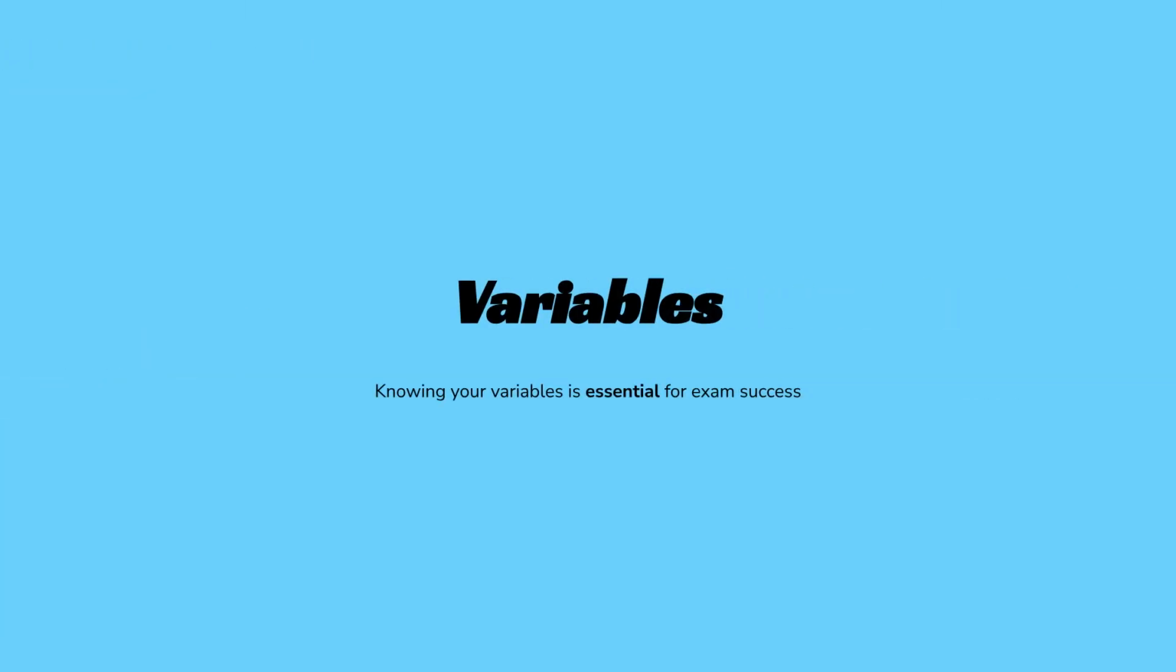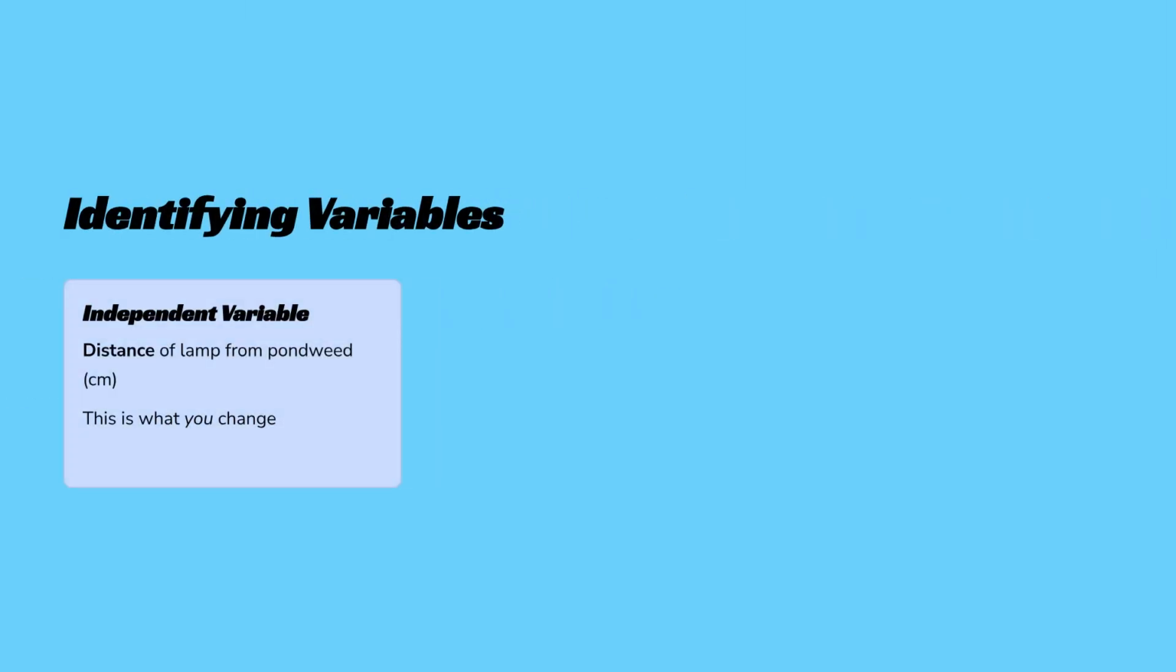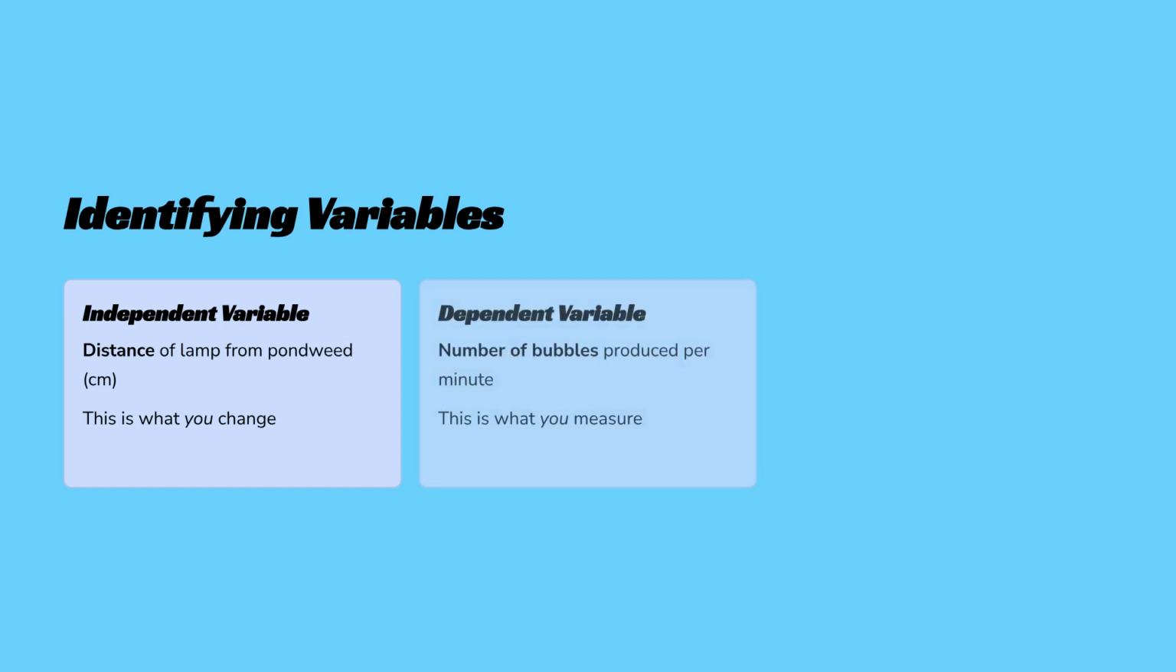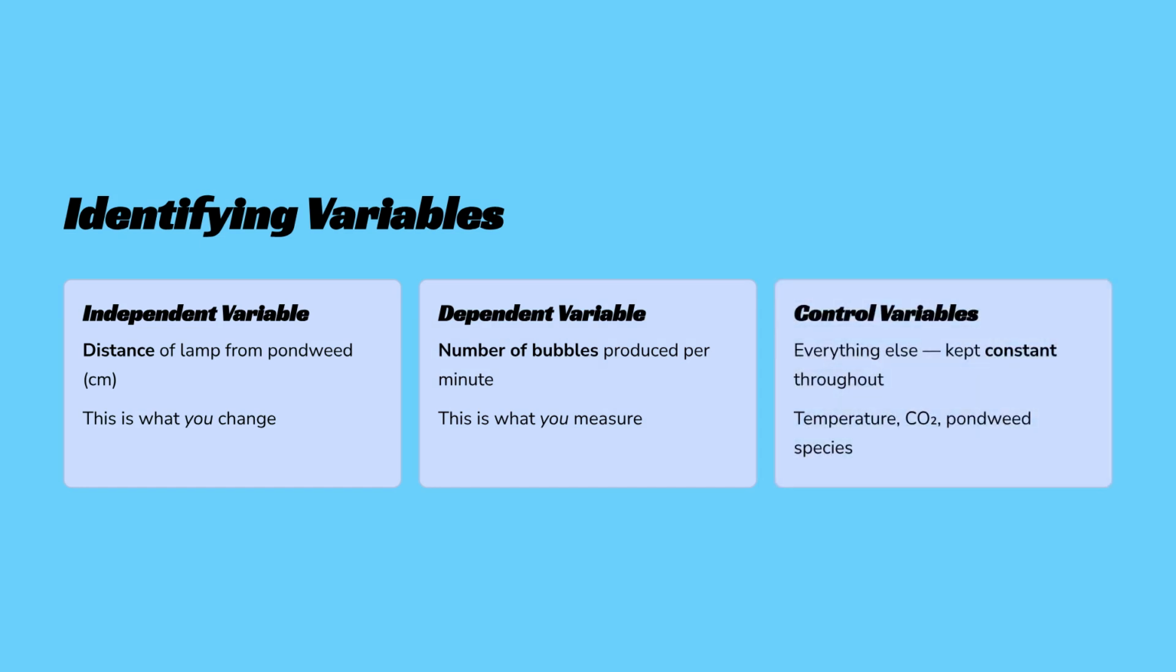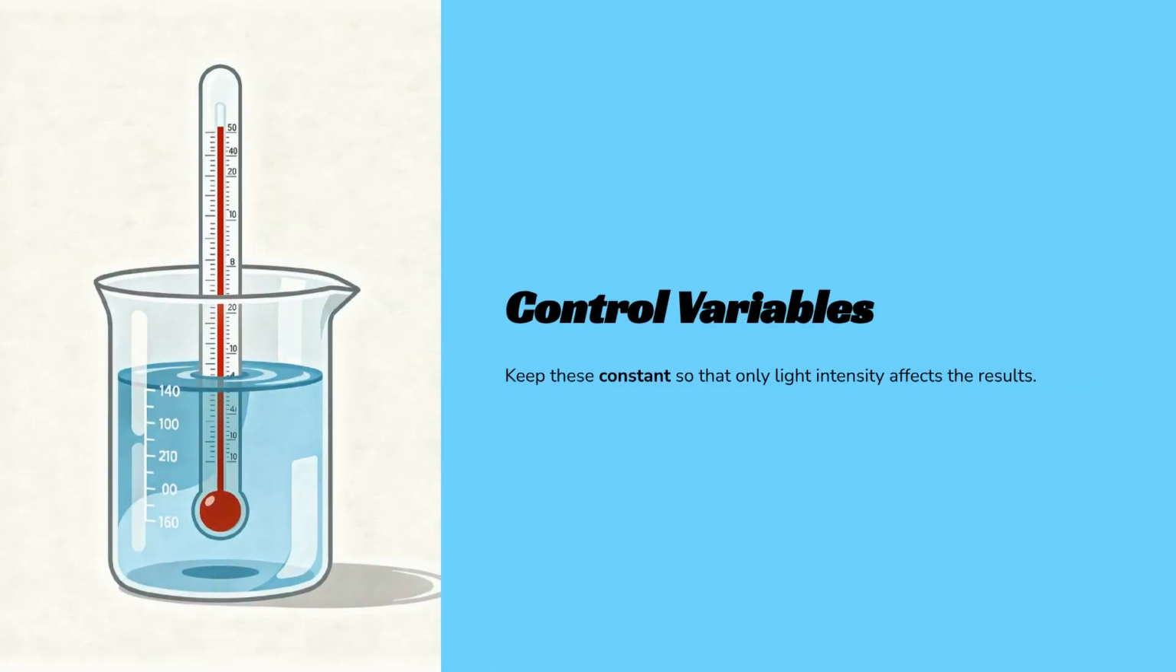Knowing your variables is essential for success in this practical and on exams. The independent variable is the distance of the lamp from the pondweed, what you change. The dependent variable is the number of bubbles produced per minute, what you measure. Control variables are everything else kept constant, like temperature and CO2 supply. Control variables must be kept constant so that only light intensity affects your results. This is crucial for a fair test.